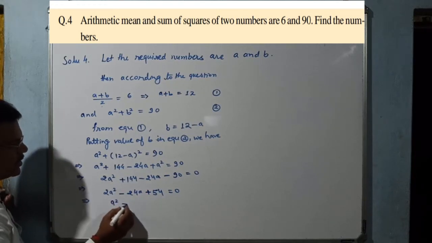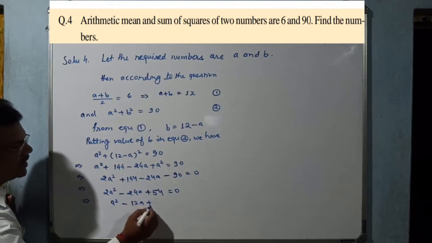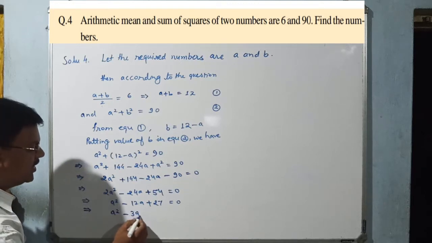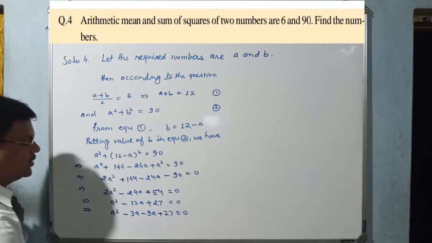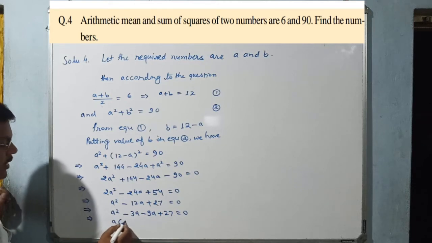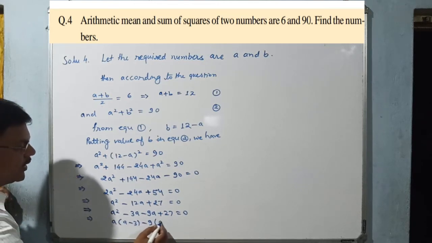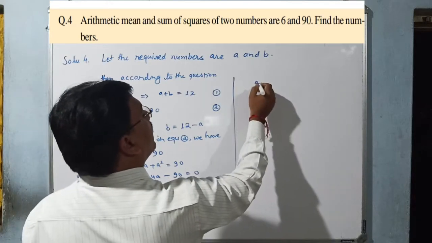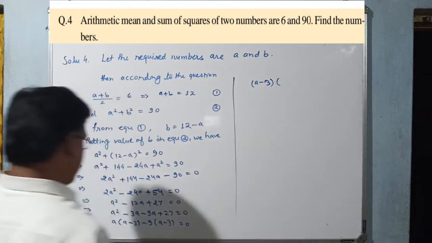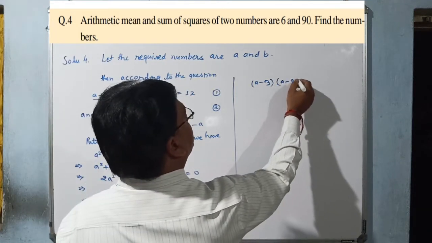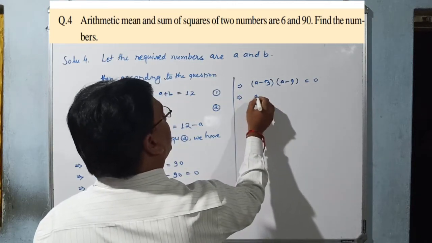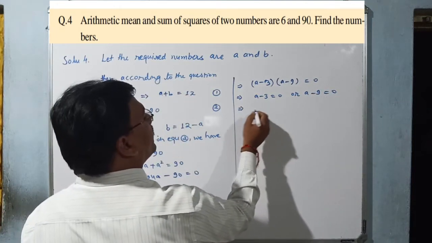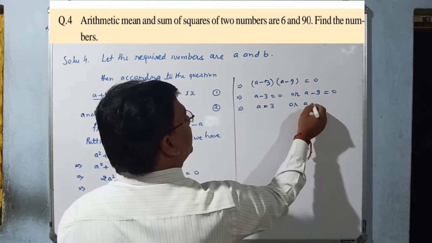Dividing by 2, a square minus 12a plus 27 is equal to 0. a square minus 3a minus 9a plus 27 equals 0. a common, (a minus 3), minus 9 common, (a minus 3) is equal to 0. (a minus 3)(a minus 9) equals 0. a minus 3 equals 0 or a minus 9 equals 0. a is equal to 3 or a equal to 9.